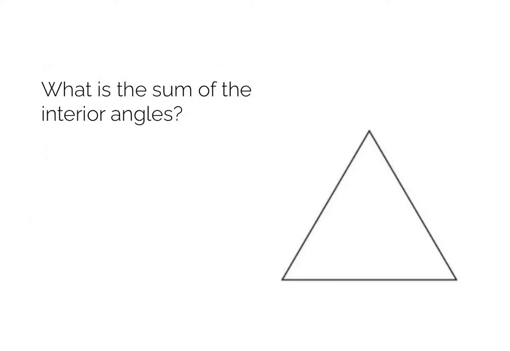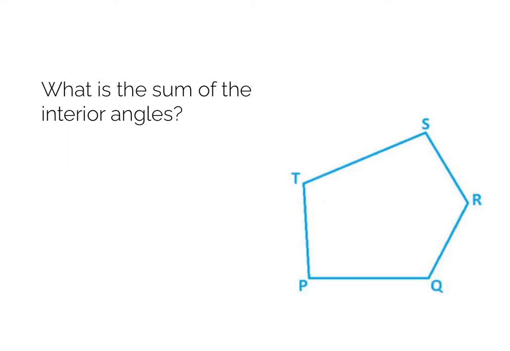What is the sum of the interior angles of a triangle? This one we know. Every triangle has a sum of 180. Make sure that that is in your notes. Pause if you need time to get this in your notes. Triangles always have a sum of 180.